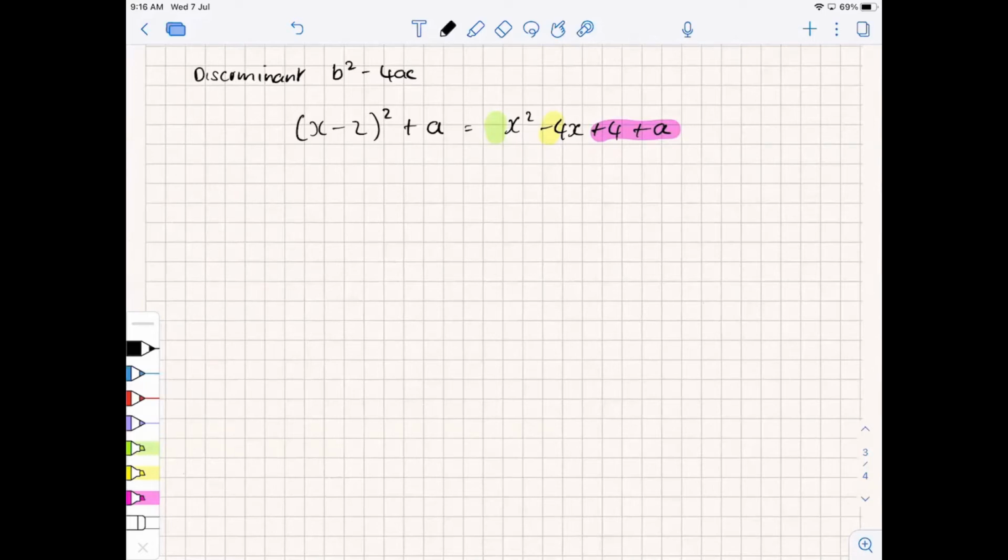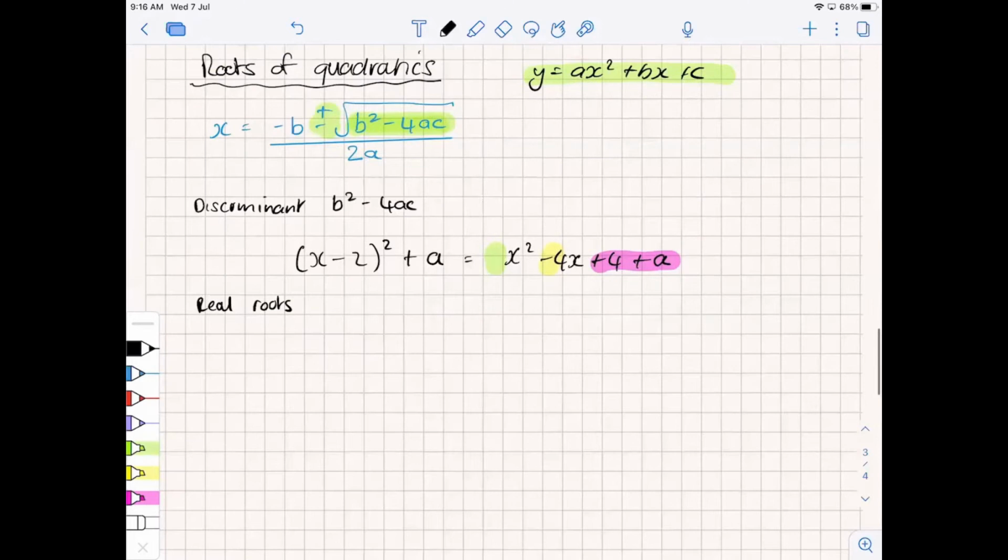So if I want real roots, I want two real roots. If we go back to our quadratic formula, we can see if we want real roots, that means we have to have something inside that square root that's bigger than 0. Because if it's equal to 0, we're just going to get two equal roots, but we want real roots.